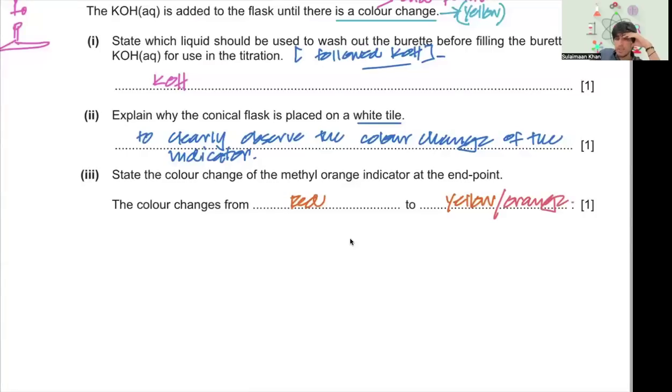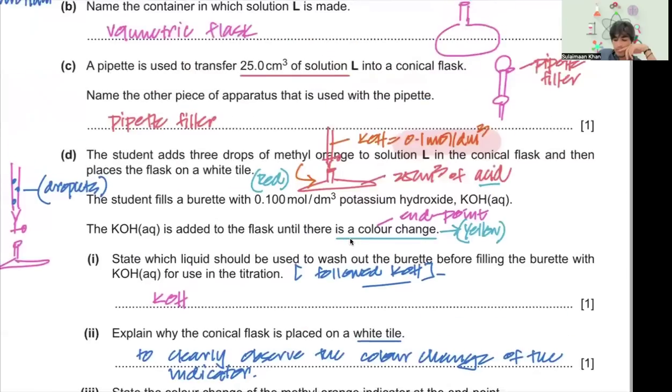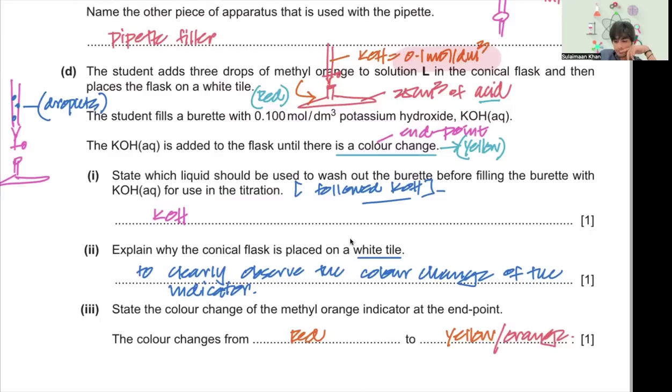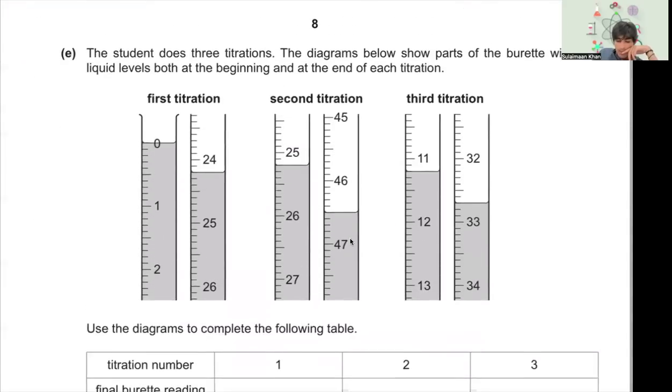But practically speaking it is normally yellow, because it's very rare to accurately get that orange color. The potassium hydroxide is always in excess by 1 drop. That's why it turns yellow, because the indicator gives you a yellow color in an alkali. Done? Okay. Now the student does 3 titrations.